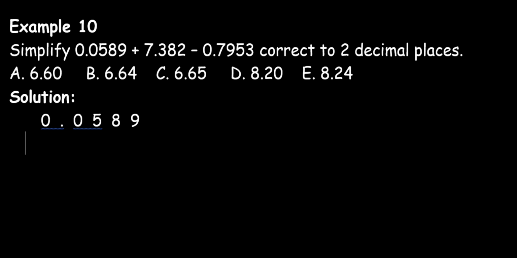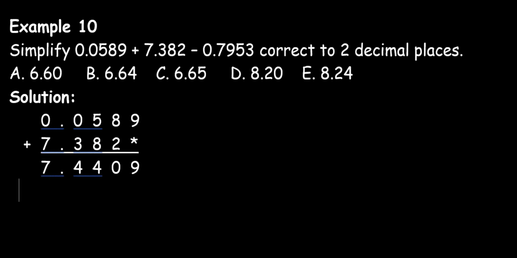Let's write out the first number, 0.0589. Then we take, after the decimal, 7.382 with an asterisk to show that no number is filling that gap. This is what we have to add. And when we add, we get the value 7.4409. It must be noted that our addition starts from the right, proceeding to the left.